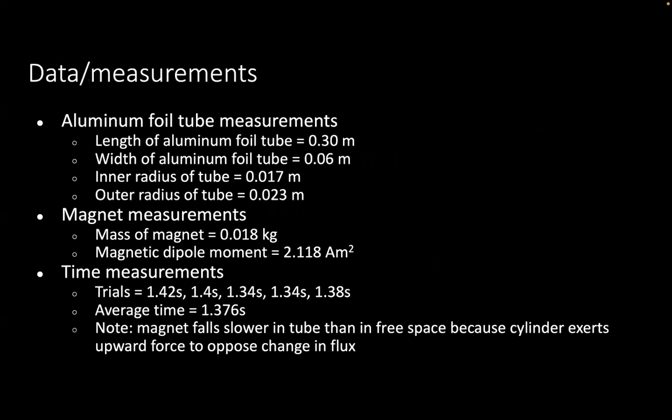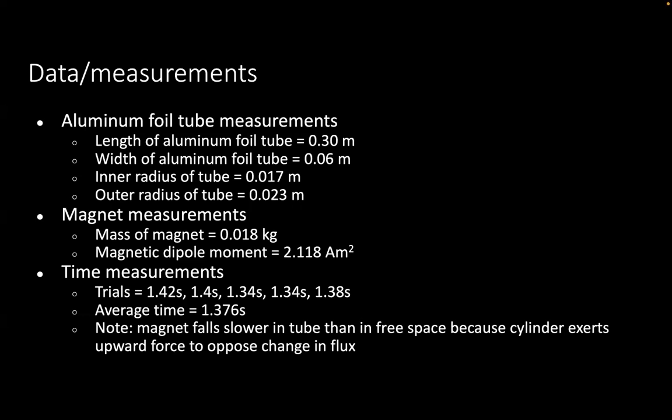For the data that we collected from this experiment, we found that the aluminum foil tube had a length of 0.3 meters, a width of 0.06, an inner radius of 0.017 meters, and an outer radius of 0.023 meters. For the magnet, we found that the mass was 0.018 kilograms, and the magnetic dipole moment was 2.118.